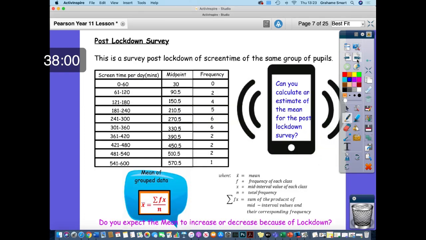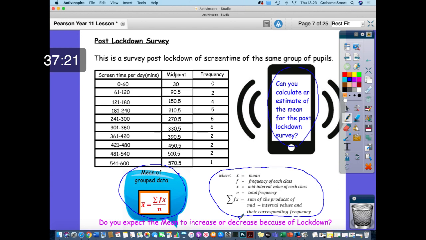I'm going to ask you to calculate an estimate of the mean for the post-lockdown survey. You can see that's in blue there inside that phone image. And if you've forgotten any of the information, I have left it on here to help remind you. The mean of grouped data is sum of fx over n, and here are what each of those letters mean. So x bar is the mean, f is the frequency of each class, x is the midpoint or mid-interval value of each class, n is the total frequency, and the sum of fx is the sum of the products of mid-interval values and their corresponding frequencies.